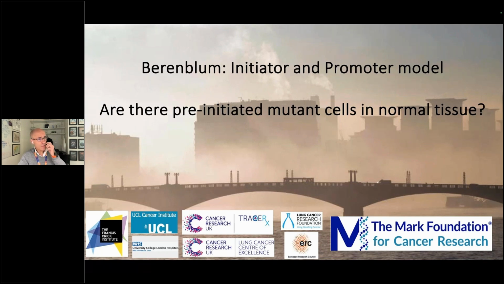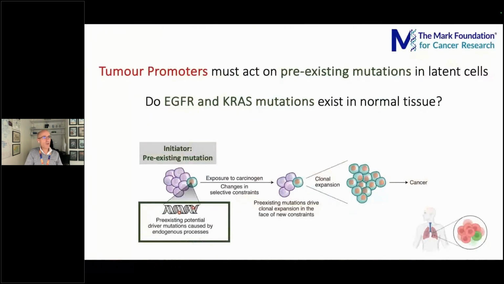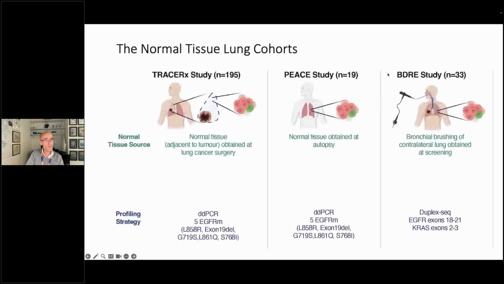The question, though, is if Berenblum's model is correct, healthy 50-year-olds like me, and hopefully you, would have mutations in their normal tissue that you would have thought should cause cancer, but will just sit there throughout the lifetime of the individual. So we set about to look for these mutations, because if Berenblum is correct, tumor promoters must act on these pre-existing mutations in these latent pre-initiated cells.